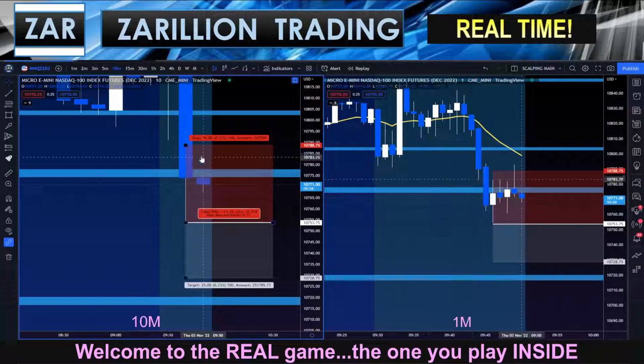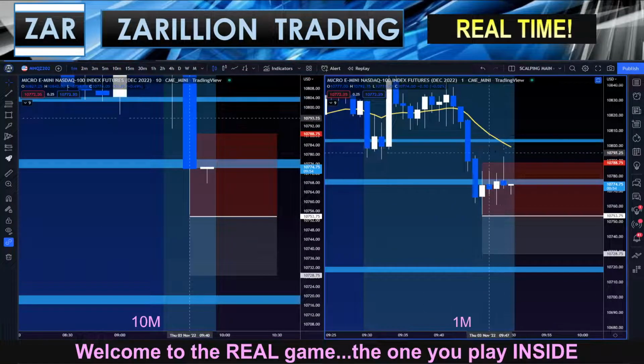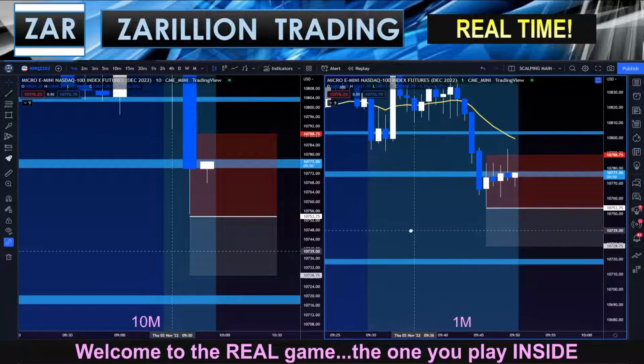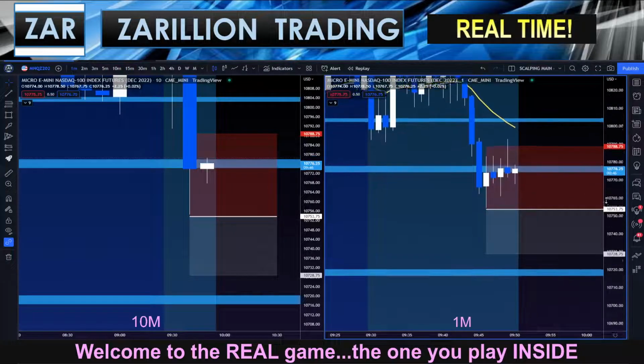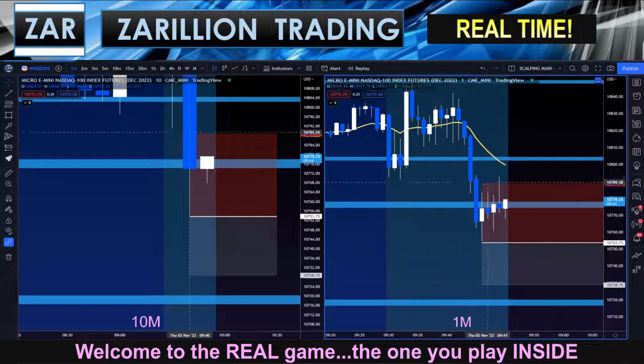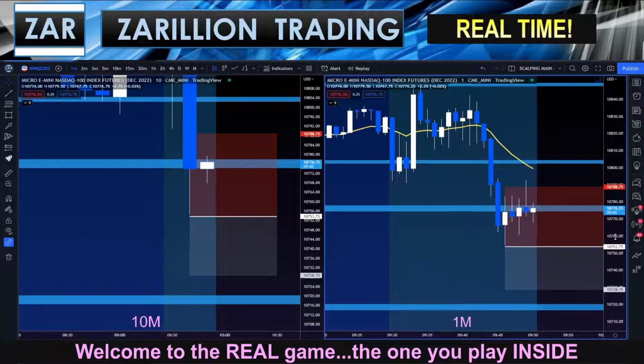Looking for a pullback now. I want to see a top tail if I can. Although I do like the way this has nearly tapped the 20 EMA on the 1 minute chart. You see that there? But this is what I'm looking for: more of a pullback. Even better if we can tap that 20. That would make me happier.